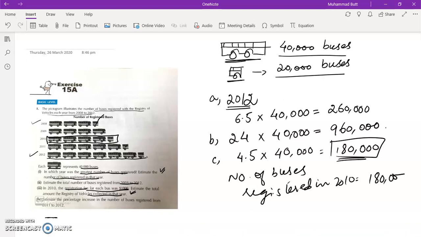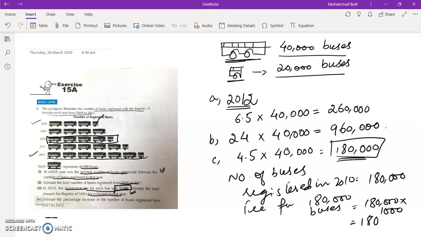180,000. The registration fee for one bus is 1,000. So the fee for 180,000 buses would be 180,000 multiplied by 1,000, and you will get $180 million.